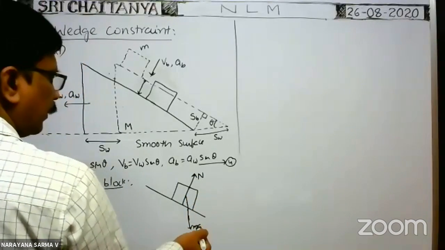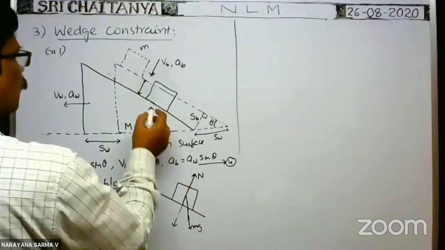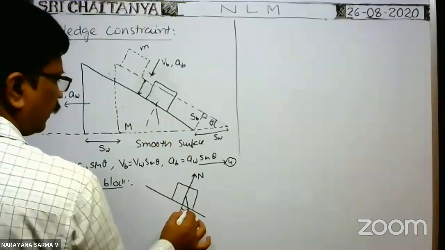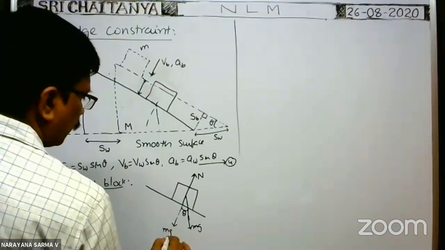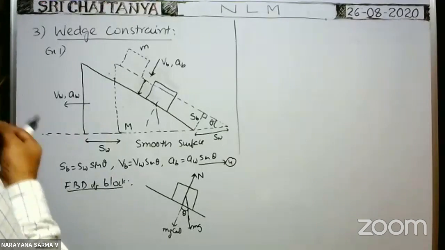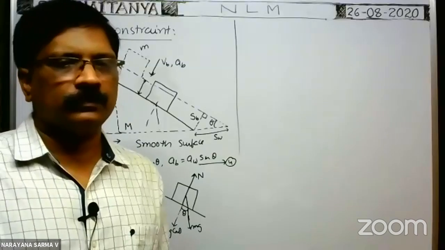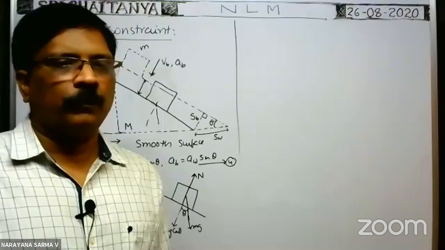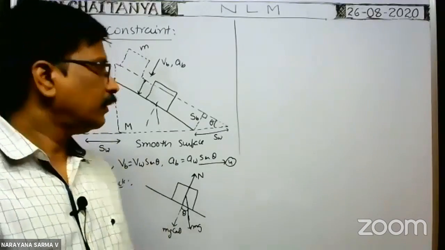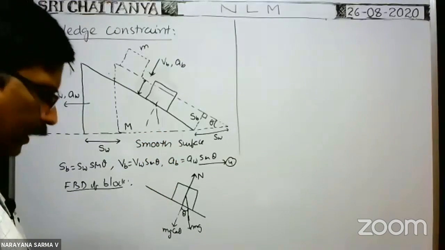Now resolve this weight mg into components perpendicular to the incline, that means in this direction. We know the weight direction is this one, and this angle is theta. So this component is mg cos theta. Perpendicular to the incline, N acts along this direction and mg cos theta along this direction. They are in opposite directions.